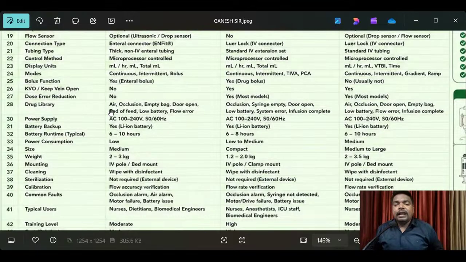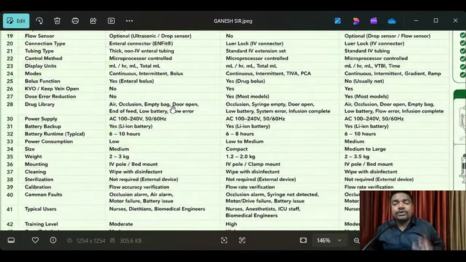When it comes to the feeding pump, the library includes air occlusion, empty bag, door open, end of feed, low battery, and flow alarm. These are the alarms, the problems that come. Whenever a problem occurs, we get an alarm, and then the nursing staff or technicians will be there. If they have a solution, they can do it. Otherwise they will call a biomedical engineer. At that time, as a biomedical engineer, we have to attend the call and resolve the issues. Sometimes by doing troubleshooting settings, it will be cleared. Sometimes even if you do it, it is not working.